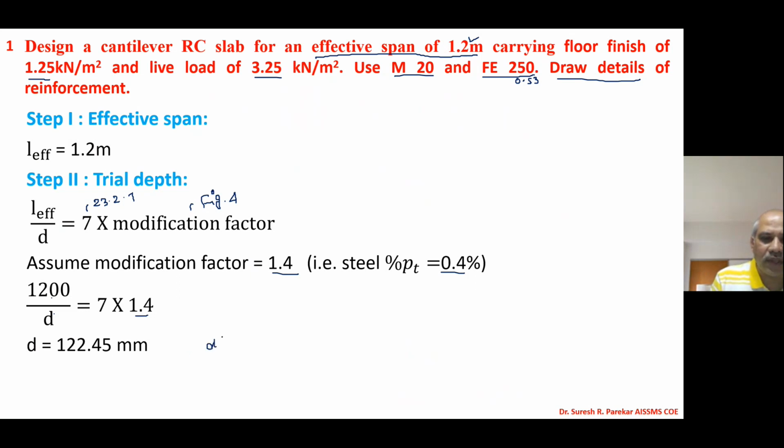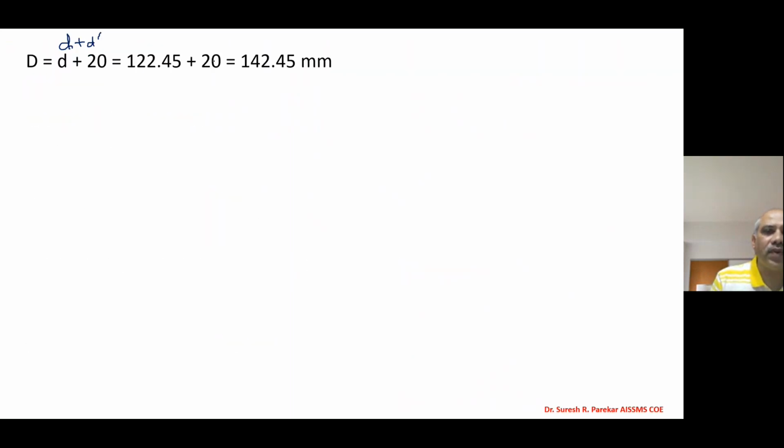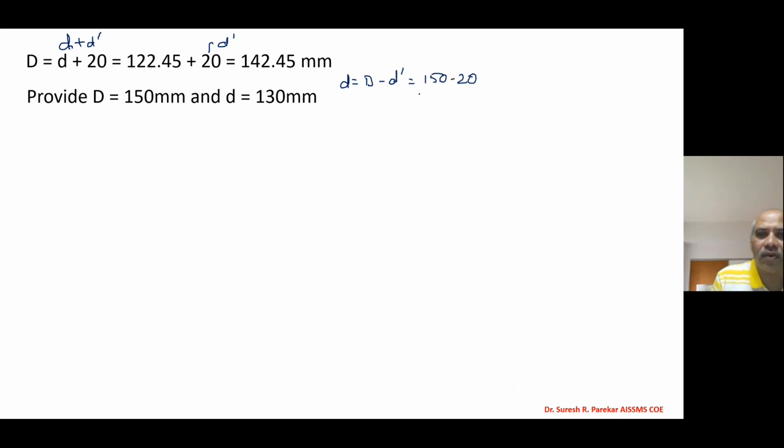Now generally in the slabs, we are going to take the effective cover D dash equal to 20 millimeters. So we have overall depth D equal to d plus D dash. And then from this we get 122.45, which we have calculated over here, plus 20, which will give me 142.45 millimeter. Now we will provide overall depth 150 millimeters. And then small d is D minus D dash, that is 150 minus 20, and the value we get is 130 millimeters.